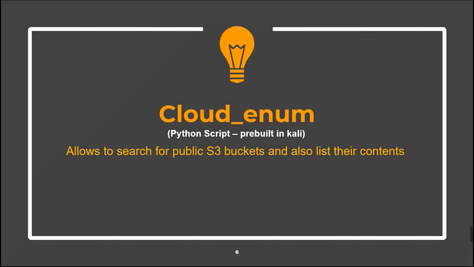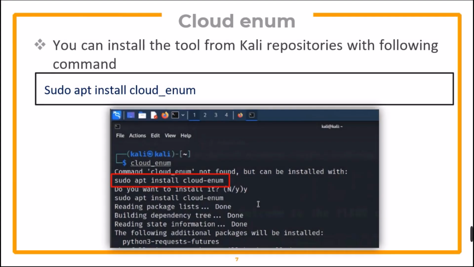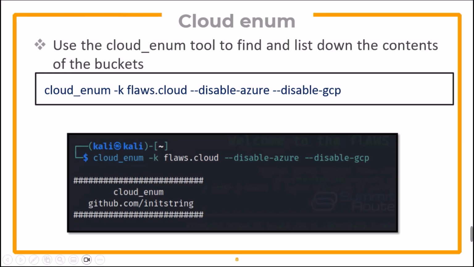Now we are going to use the Cloud Enum tool to search for public S3 buckets and also list their content. You can install the tool from Kali repositories with the sudo apt install command. And then use the tool to find and list down the contents of the bucket. Just provide the keyword with the -k flag.